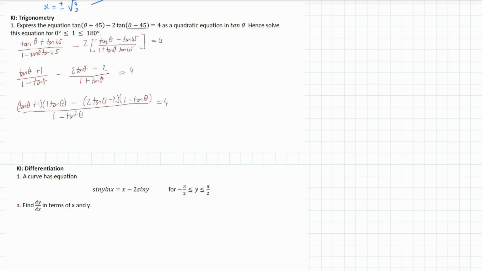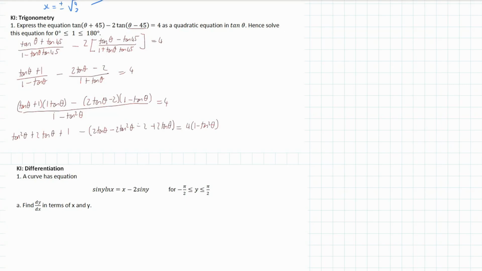And at this point, I'm going to expand my brackets on my left-hand side. So I get tan squared theta plus 2 tan theta plus 1 minus, and I'll put this in a bracket so I don't make any silly errors. So I'm going to get 2 tan theta minus 2 tan squared theta minus 2 plus 2 tan theta. And then I'll say equals 4 bracket 1 minus tan squared theta.